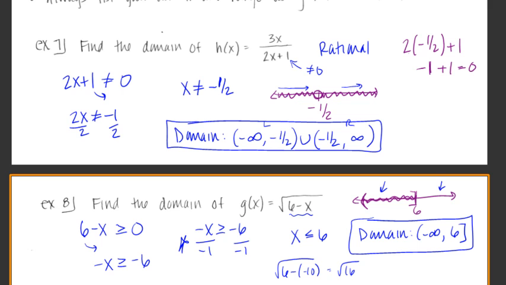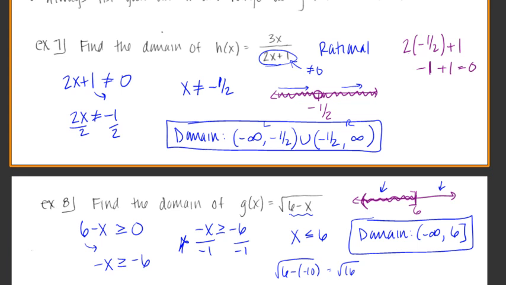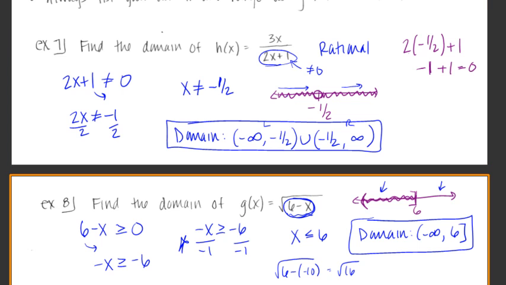Okay. So anytime you're given a rational function, just take your denominator and make it not equal to 0. Anytime you're given a radical, take whatever's sitting underneath there and make it greater than or equal to 0. As simple as that.